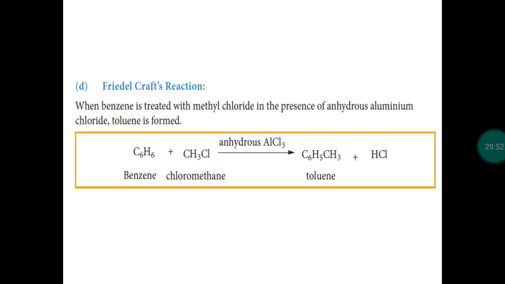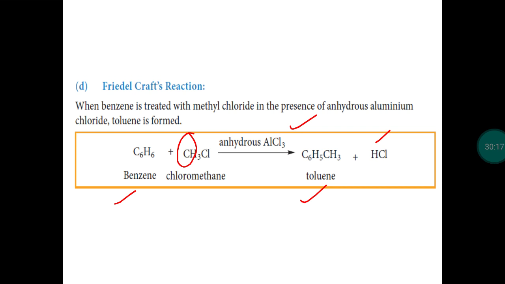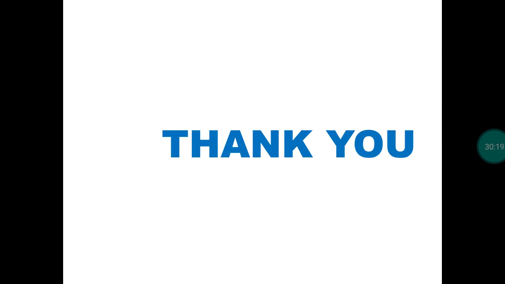Next one, Friedel-Crafts alkylation reaction. We take benzene, which is involved in a substitution reaction. Hydrogen is replaced by a methyl group, so this is an alkylation process. Benzene is treated with chloromethane in the presence of anhydrous aluminum chloride, and we get toluene with the liberation of hydrochloric acid. So this is the preparation of a derivative of benzene.